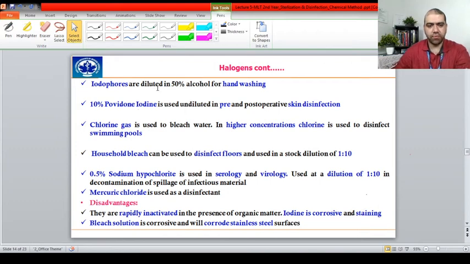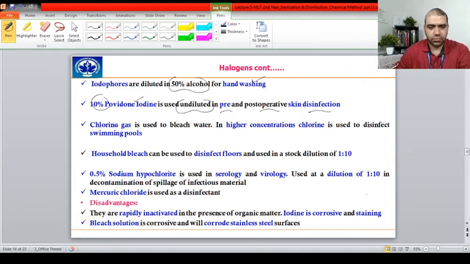Now, if we talk about iodophores, as I told in the other lectures, they can be used in combination, or they can be used in different percentages. Iodophores can be diluted with 50% alcohol, and then used for washing your hands. 10% if you use povidone iodine, it can be used in pre- and post-operative skin disinfection. Whenever a surgeon decides to do a surgery, he uses particularly this povidone iodine, which is undiluted. It means there's no water added to it.